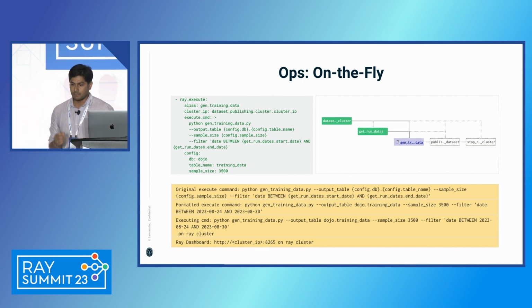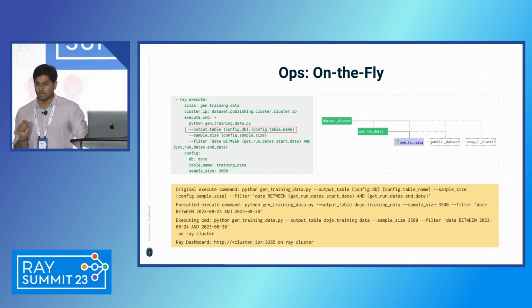How we do it is we look at this execute command. We see that it needs this output table argument. And how do we get the output table argument? We need to combine this database and table name to get this function.